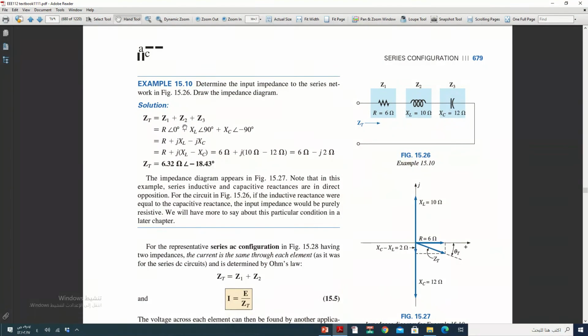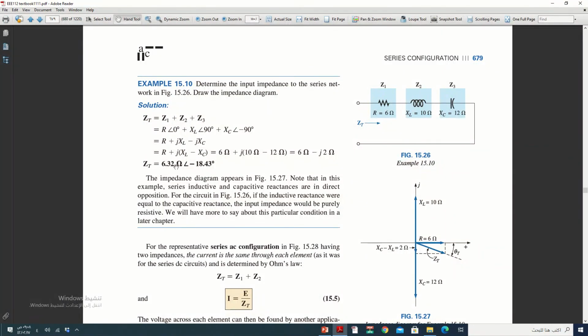Here is another example. If you apply a resistor, an inductor, and a capacitor, now a combination of three types of elements, Z total equals Z1 plus Z2 plus Z3, which is R plus jXL minus jXC. Since a real number cannot be added with a complex number, but a complex number with a complex number we can add, XL with XC, common j, XL minus XC. This means 10 minus 12, which is this value. The final answer: 6 ohm minus j2 ohm.